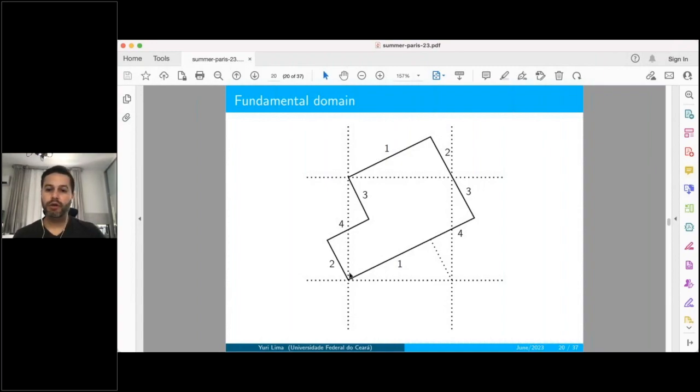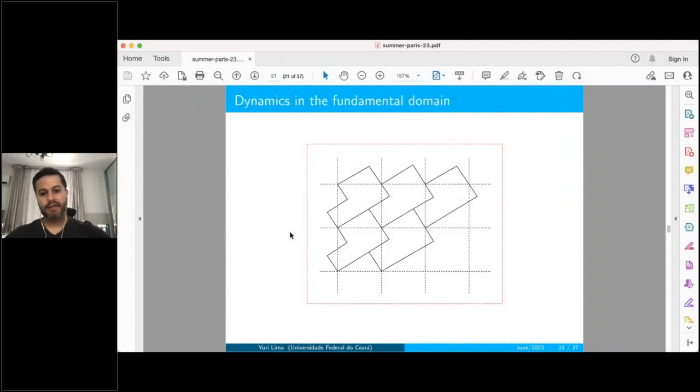So it is what we call a fundamental domain of the two torus. And why is this fundamental domain much better than the unit square? As I told you, the fundamental domain is made of sides which are always parallel to the eigendirections, and eigendirections are preserved. So the image of this fundamental domain, let's see it now.